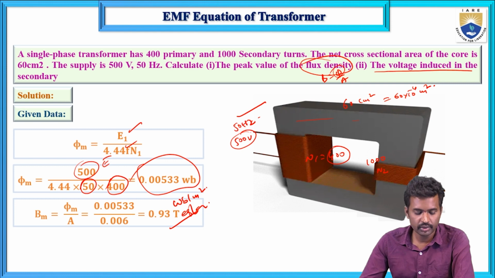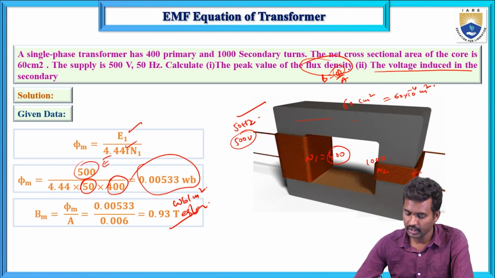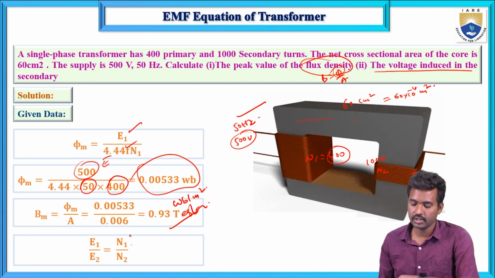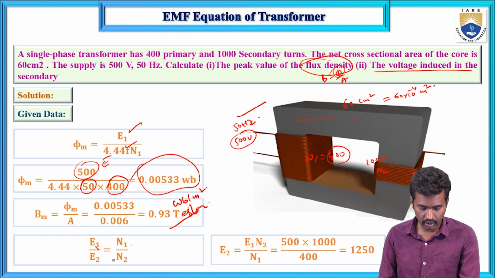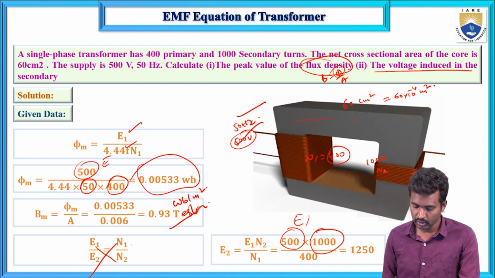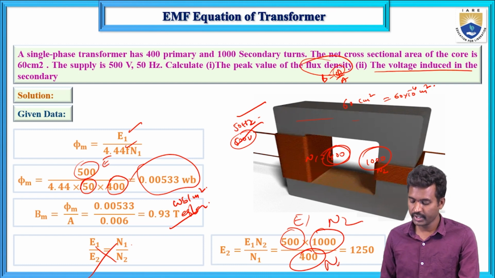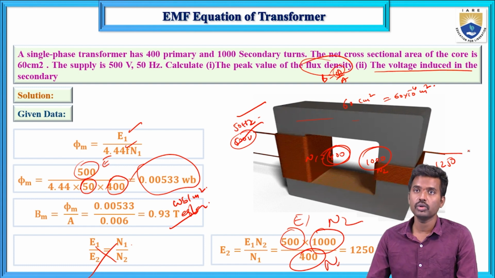Now the voltage induced in the secondary winding. Same, E1 by E2 equals N1 by N2, that is the turns ratio formula. If you perform cross multiplication for this equation, E2 equals E1 N2 by N1. So E1 is 500, N2 is 1000, and N1 is 400. So the secondary winding induced EMF equals 1250 volts.